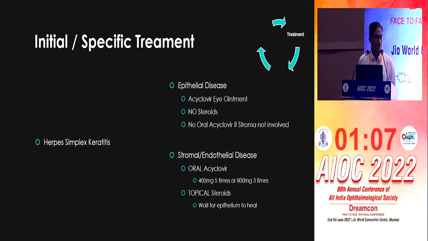Herpes simplex keratitis, usually very typical epithelial disease, responds well to acyclovir eye ointment. You don't give steroids if it is purely epithelial disease, and you don't give oral acyclovir unless the stroma is involved. In stromal or endothelial disease, you give oral acyclovir, and you may add topical steroids once the epithelium has healed. So the takeaway message here is you add steroids only once the epithelium has healed.